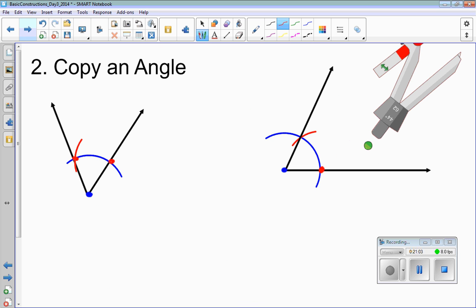Copy an angle. This one's a little bit more steps. Okay? Remember that this is what was given to us. So, what did I do to create the copy? What was the first thing I did? I drew a ray. Very good. And that ray is going to be one of the sides of our angle. What did I do next? I placed a sharp point on my given and drew an arc, didn't I?